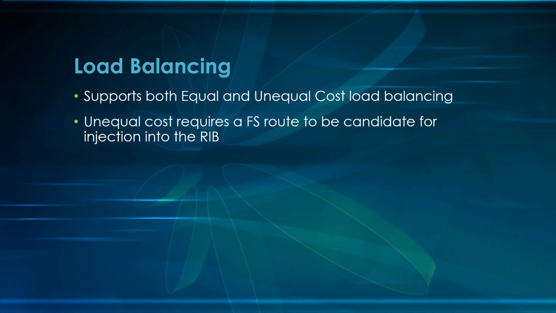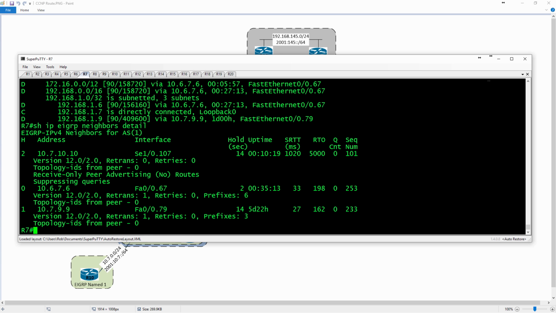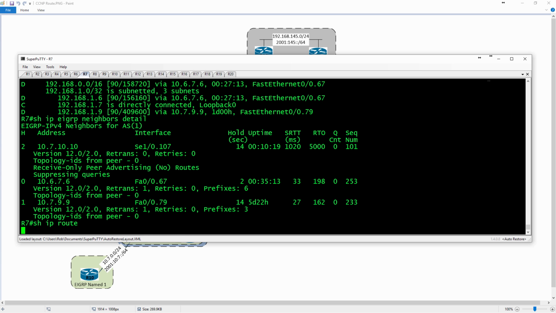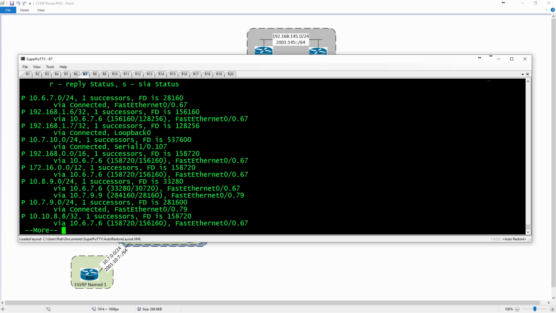Oops. Wrong. There we go. So we want to make sure that R7 can use any path to R8 it needs to reach R8's loopback. So go ahead and pull up our topology here, and we're going to do a show ip route. And we are using just one path to the 10.10.8.8 network, right? So we're going to do a show ip eigrp topology table.